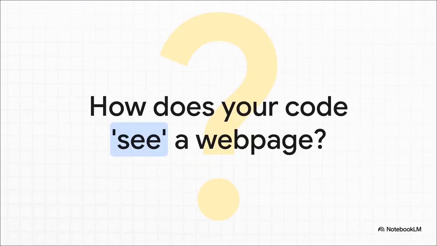So let's start with a really basic question. When you run your script, how does it actually see the web page? How does it know where the login button is? Or how to count all the items on a search results page? Or what to do when a new tab suddenly pops open? That's exactly the puzzle we're going to solve today.